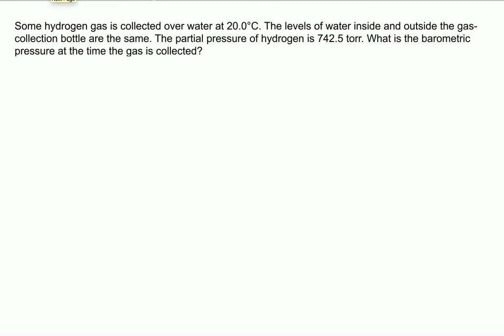Okay, so the last question that we could go over real quick, right? If hydrogen gas is collected over water at 20 degrees Celsius, the levels of water inside and outside the gas collection bottle are the same. The partial pressure of hydrogen is 742.5 torr. What's the barometric pressure at the time the gas is collected? This is actually a similar problem, and I got this one out of the book, so I just wanted to go over how that would work.